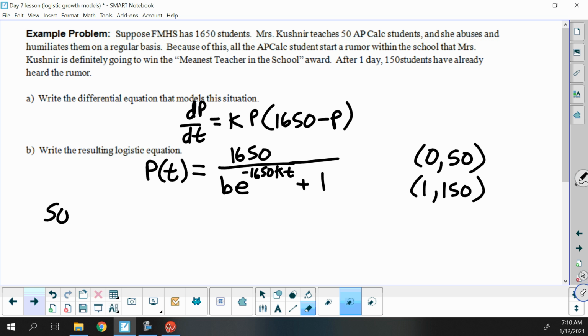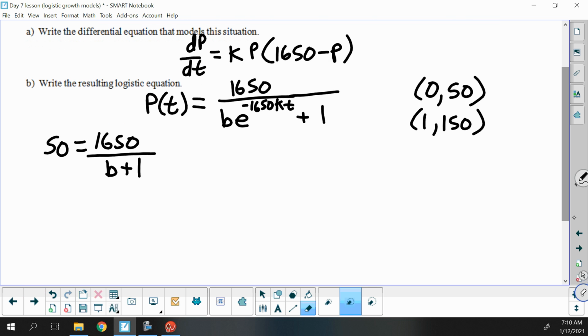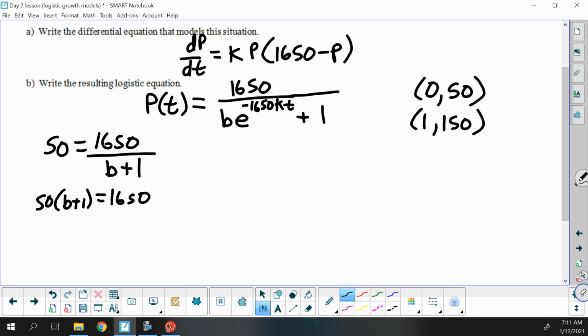So we're going to have 50 equals 1650 over, if we put 0 in for t, that's going to make e's exponent all be 0. E to the 0 is 1, so we just get b plus 1. We can multiply the b plus 1 over, so that'll be 50 times b plus 1 equals 1650. I would say don't even bother distributing it and just divide the 50 over.